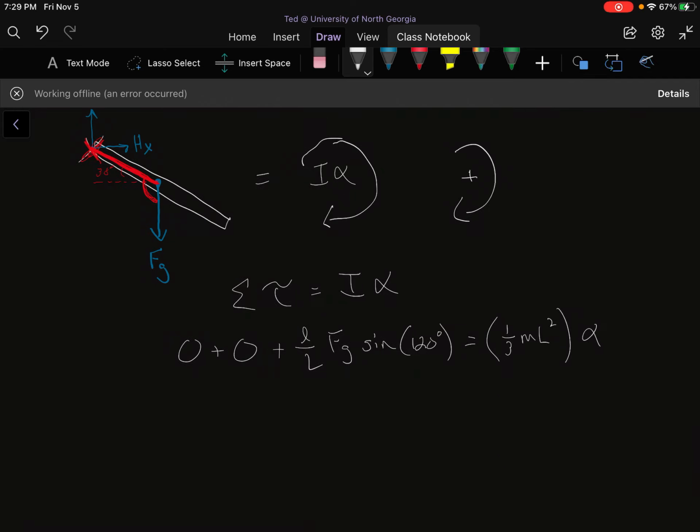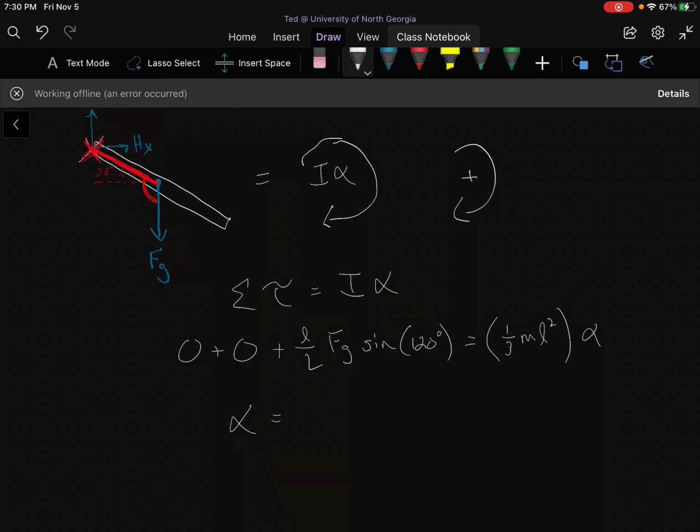And now we are ready. I really shouldn't use a different symbol here. I used a lowercase l for the length of the rod on the left. Let's continue to use a lowercase l for the length of the rod on the right. Okay, so now we can solve this for alpha by dividing both sides by the thing in parentheses there.